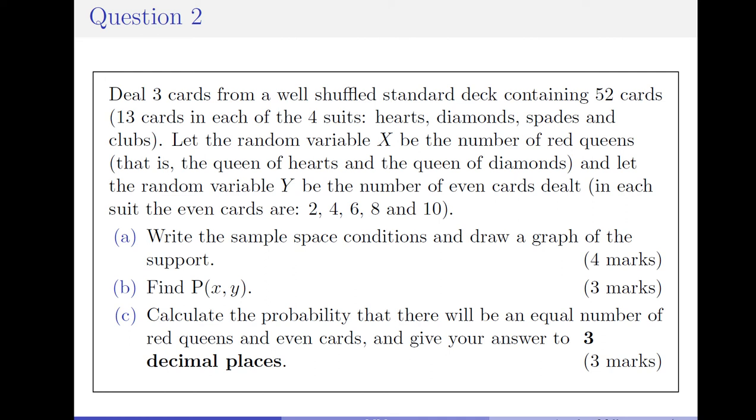Write the sample space conditions and draw the graph of the support, 4 marks. Find p of x of y, 3 marks. Calculate the probability that there will be an equal number of red queens and even cards, and give your answer to 3 decimal places, 3 marks. So to begin with, we'll go through question A.